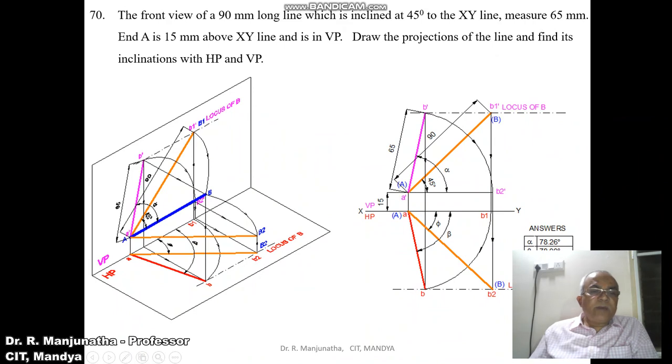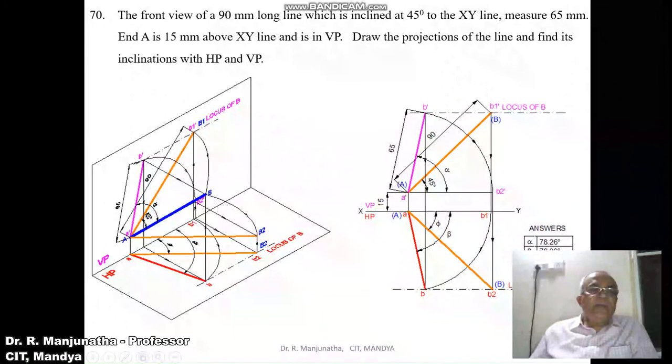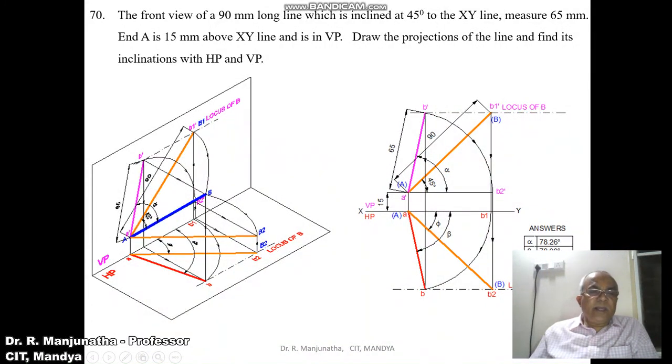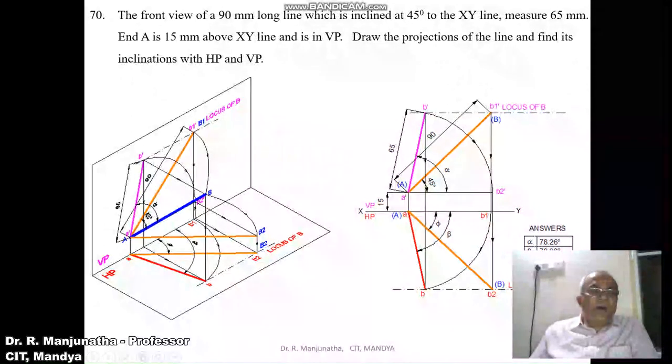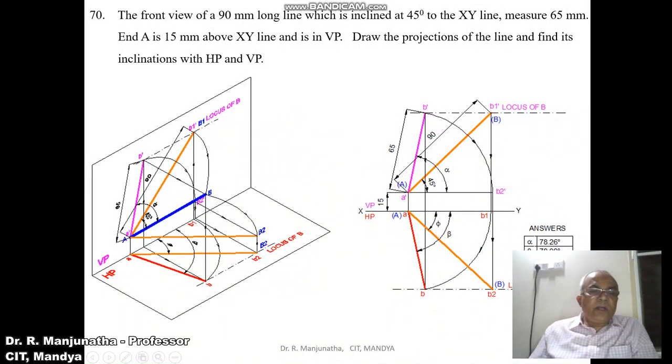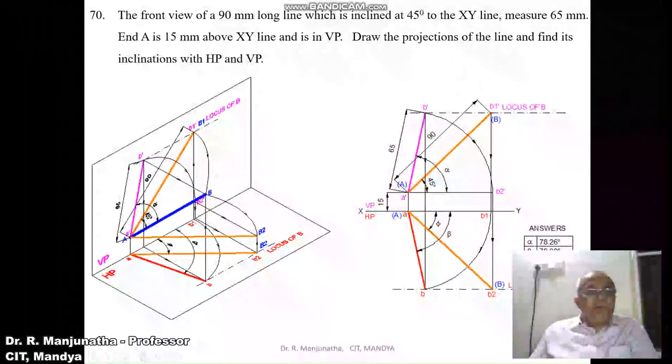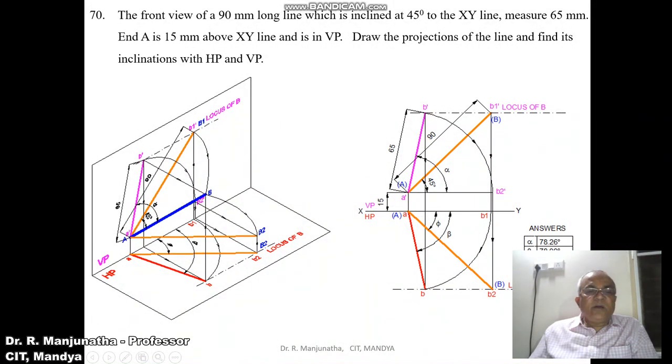So now the line is parallel to VP. Since the line is parallel to VP, we are getting the true length in the vertical plane. So with A as center, taking the radius of AB1, you draw an arc such that it will cut on this end projector line, so that you will get this point B. Once you get this point B, this will be the top view point.